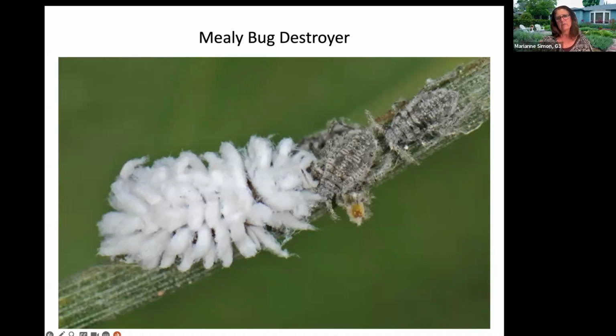Mealybug destroyer. This reminds me of a snowman somehow. So the mealybug is actually a little further up on the right of the branch. The mealybug destroyer is the little cotton ball thing. Oftentimes you find mealybugs on citrus. They will sort of drill down, they cause the sap, which then attracts the ants. And so you've got this sort of icky cycle. That mealybug destroyer keeps them under control.